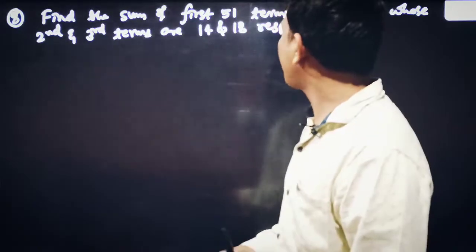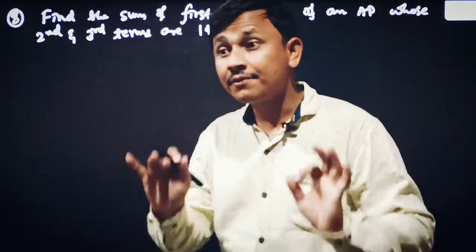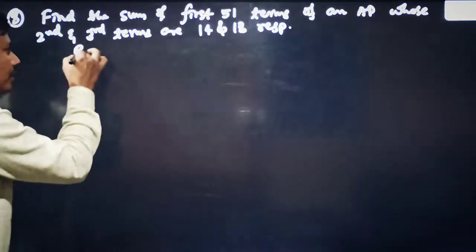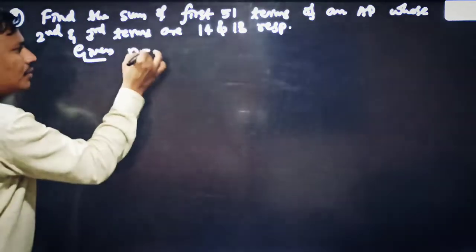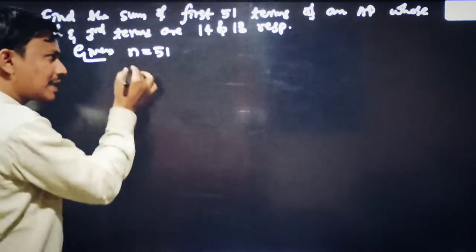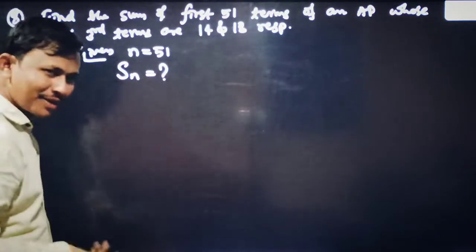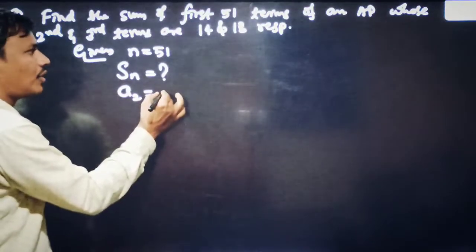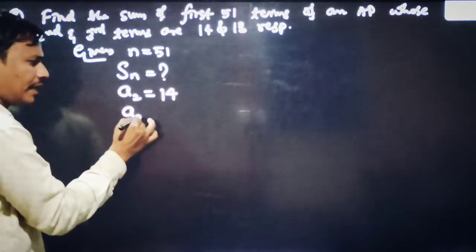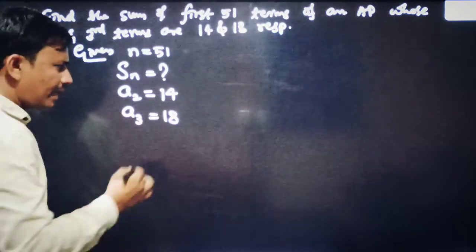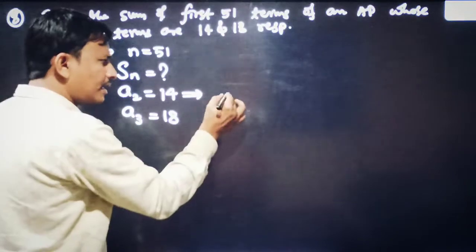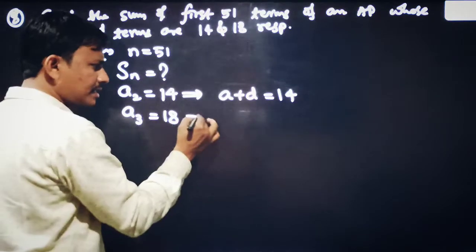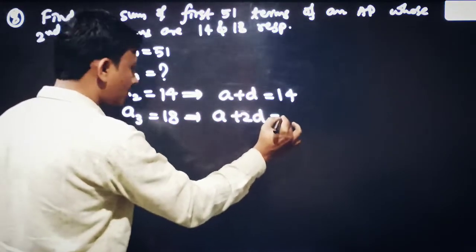Find the sum of first 51 terms. First 51 terms, n is equal to 51. Given n is equal to 51. Sum, that is nothing but what? Yes, Sn is equal to question mark, of an AP whose second term, what is the second term? A2 is equal to 14. Then A3 is equal to 18. A2 can be represented as A plus D. A plus D is equal to 14. Then A3 can be written as A plus 2D is equal to 18.